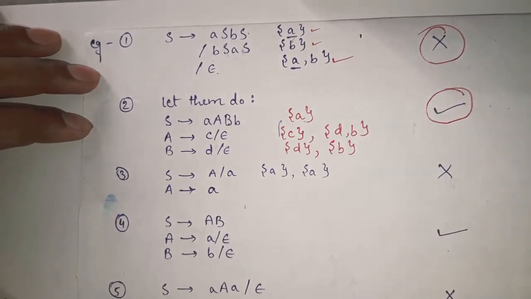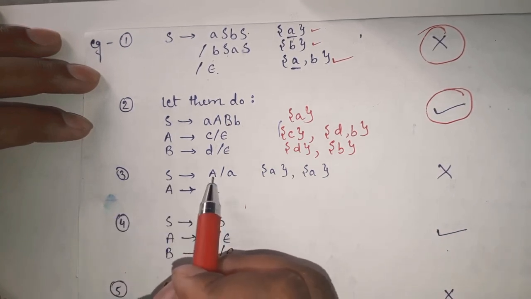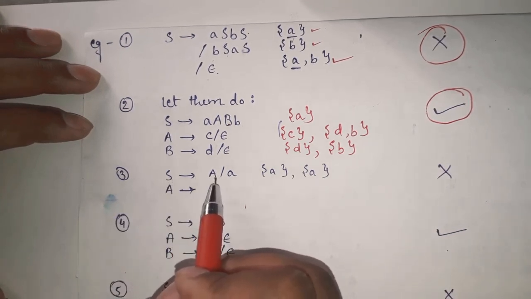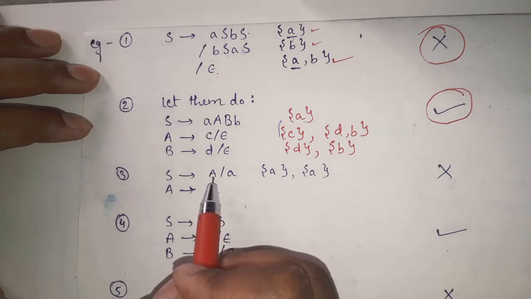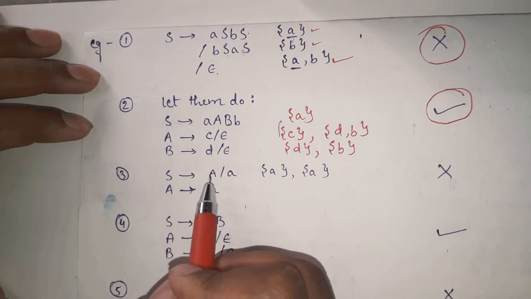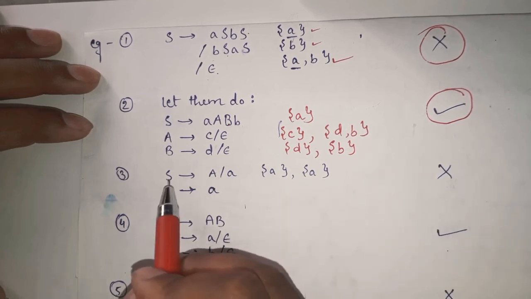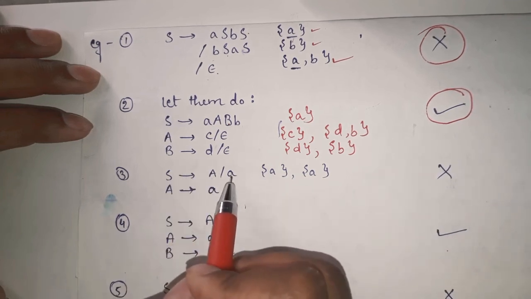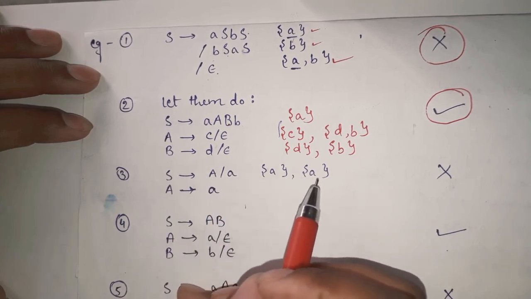Fine. Then let's come to the third example. S gives A will be placed inside, where A is a variable or non-terminal. So S gives A will be placed inside the first of A. First of A is small a. So S gives A will be placed inside A. Now S gives small a. Here A is itself a terminal, so S gives small a will be placed inside again small a.